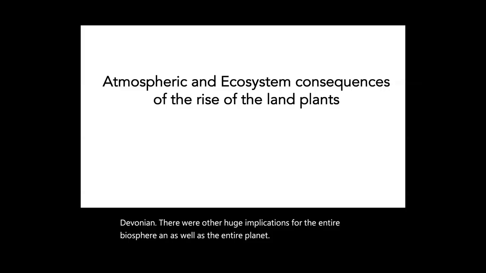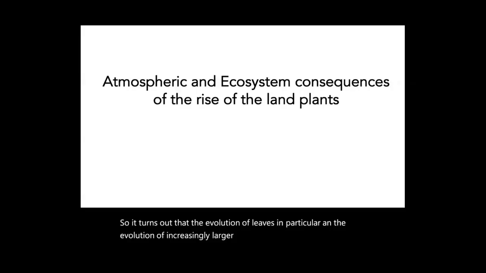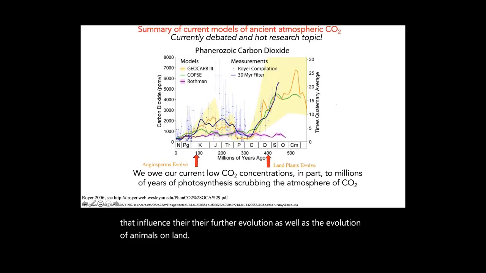So it turns out that the evolution of leaves in particular and the evolution of increasingly larger plants had tremendous atmospheric and ecosystem consequences. Okay? And because of that, it influenced their further evolution as well as the evolution of animals on land. So one of the most important signatures of the rise of the land plants was that as you increasingly colonize more of the planet, that's a lot of leaves, that's a lot of chlorophyll, that's a lot of rubisco on the planet. And that's a lot of assimilation of CO2 that's happening.